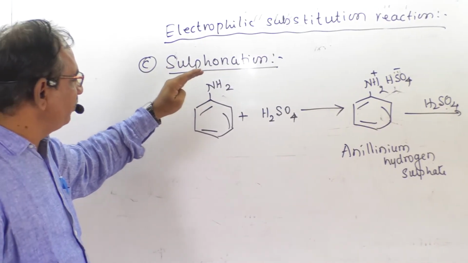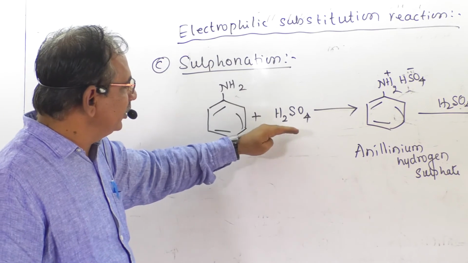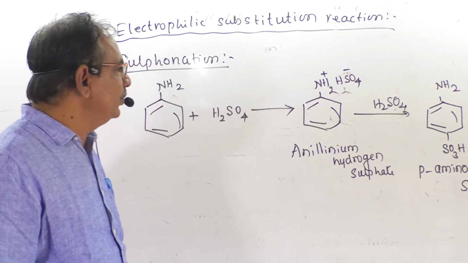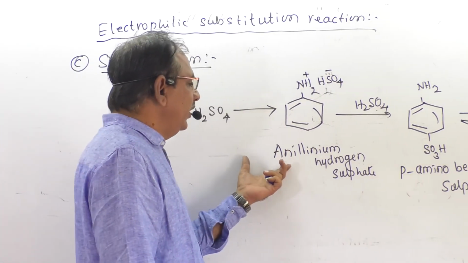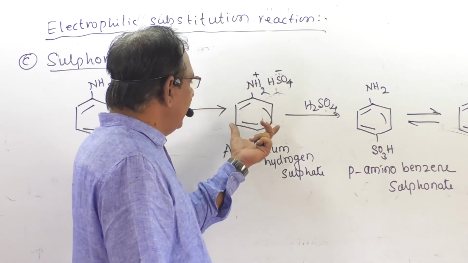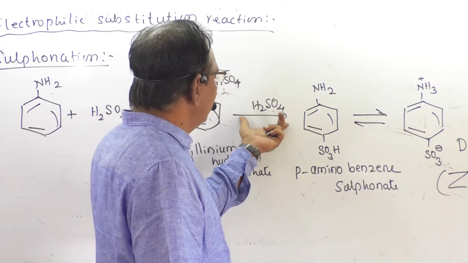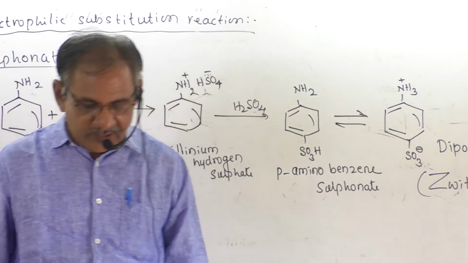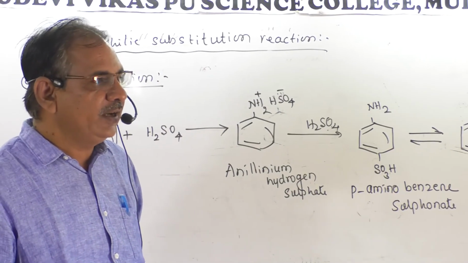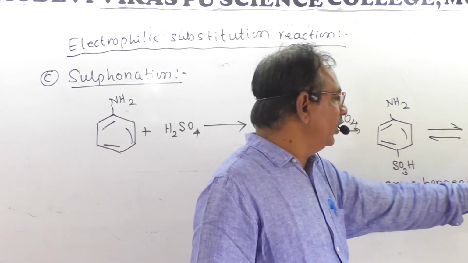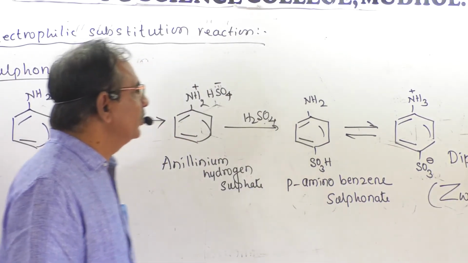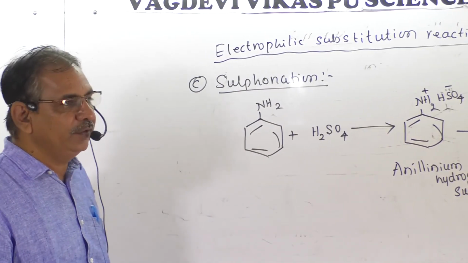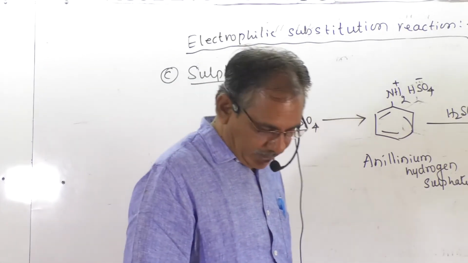In sulfonation, when treated with H2SO4, H2SO4 directly attaches to the NH2 group, that is, aniline hydrogen sulfate is formed. That aniline hydrogen sulfate is again treated with sulfuric acid to form para-amino benzene sulfonate. That para-amino benzene sulfonate is a dipolar compound, hence it forms a Zwitter ion. So here we complete the electrophilic substitution reactions of aromatic primary amines.